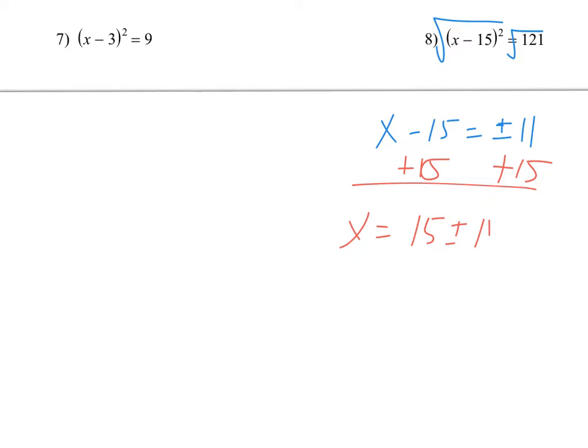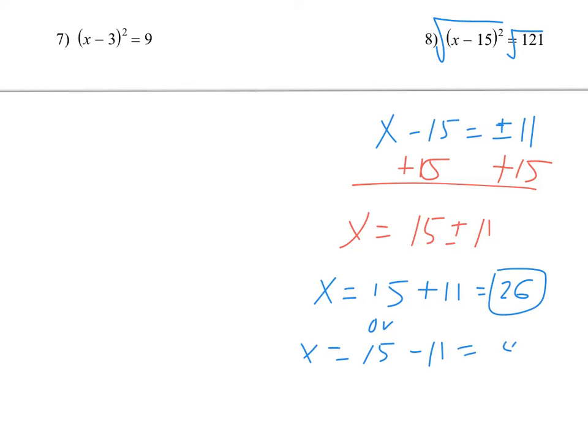Now on this one, I actually really do need to split this up and do it twice. Once as 15 plus 11, and then once as 15 minus 11, and I'm going to get 2 different answers here. So on this answer, I get 26, and on this answer, I get 4.